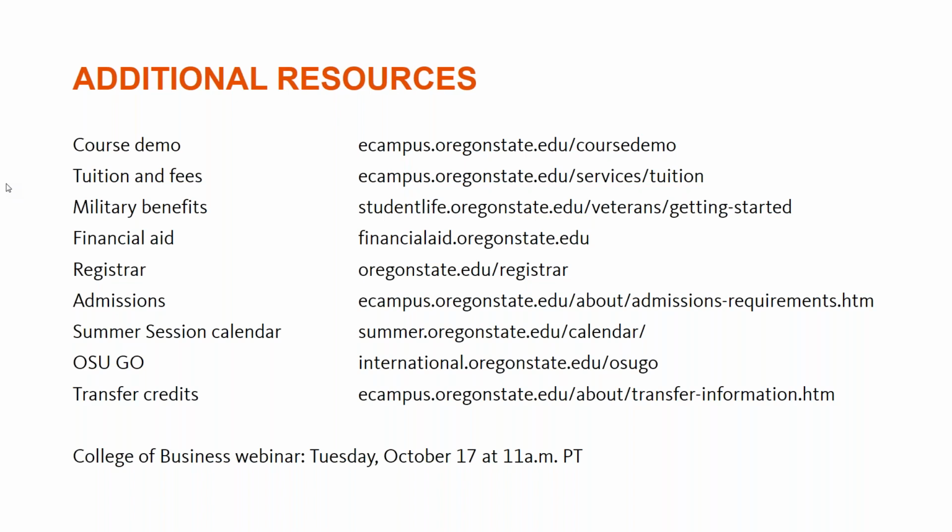This question is if there's an advisor they can talk to about undergraduate programs before I apply. So you can definitely contact the enrollment service specialists in Ecampus, and they'd be happy to talk to you about the programs or applying or any other questions you have. You can contact us again at ecampus@oregonstate.edu.